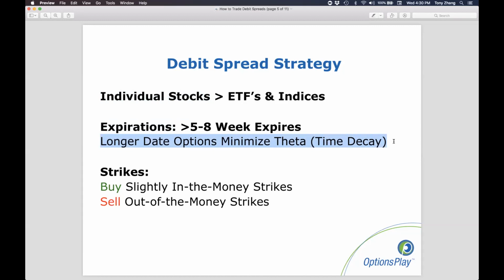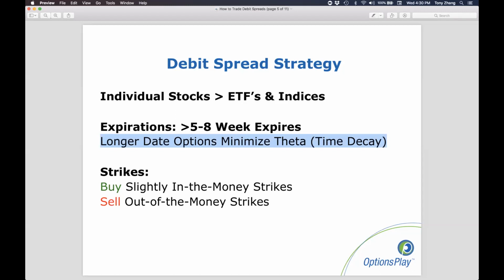So a debit spread is a strategy where you're effectively long options, or long theta, so that theta is always working against you. So in order to minimize that time decay, you want to go at least about 5 to 8 weeks out. So about 1 to 2 months out in terms of expiration date is usually where you want to start looking when you're trading a debit spread.